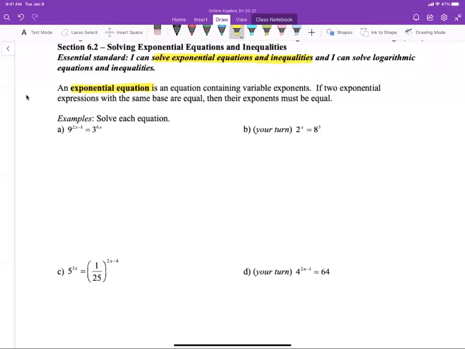We have exponential growth and decay that we've learned in the past. So the exponent is varying. If two exponential expressions with the same base are equal, then their exponents must be equal. So if I have some equation where I have b to the x, and that is equal to b to the y plus 2, then since these have the same bases, we know that the exponents must be equal to one another. That's what that statement is saying.